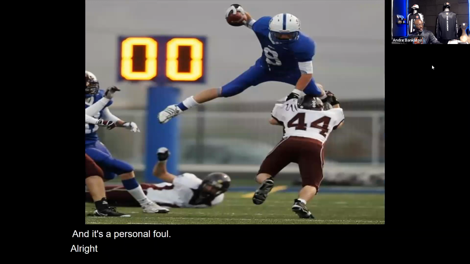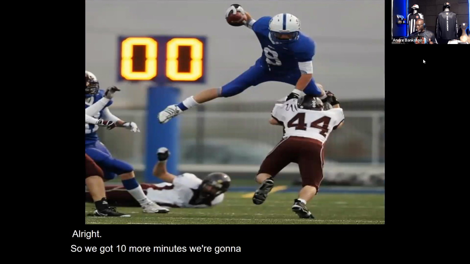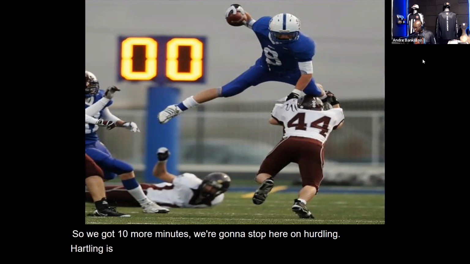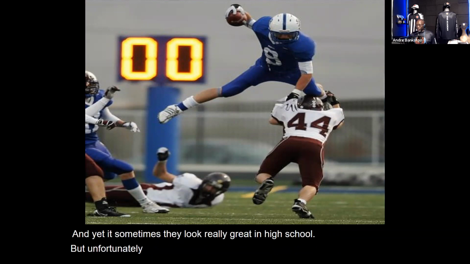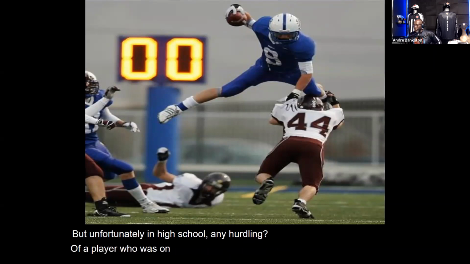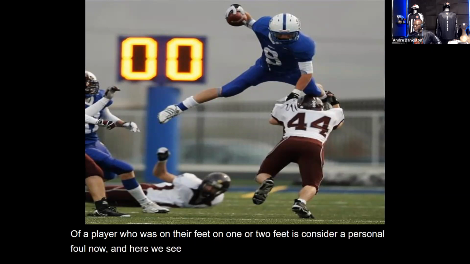All right, so we've got 10 more minutes. We're going to stop here on hurdling. Hurdling is a highlight reel play, obviously, in NCAA and in NFL, and sometimes it looks really great in high school. But unfortunately, in high school, any hurdling of a player who is on their feet, or one or two feet off the ground, is considered a personal foul. Now, here we see contact being made between 44 and 8. Sometimes there's no contact.